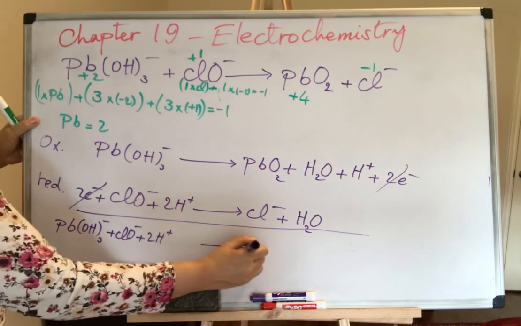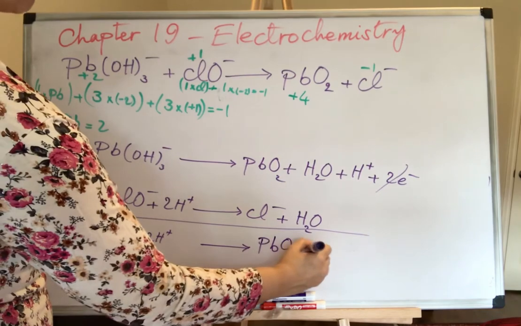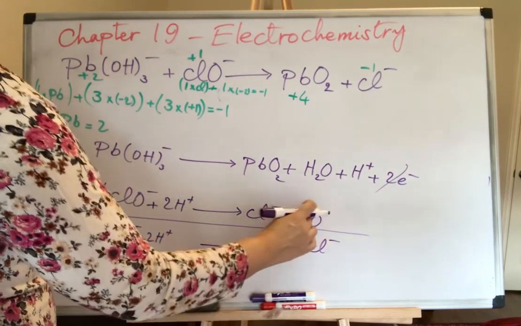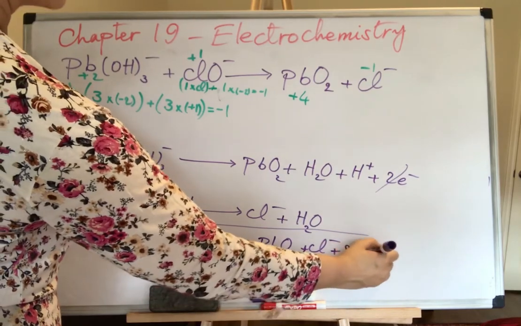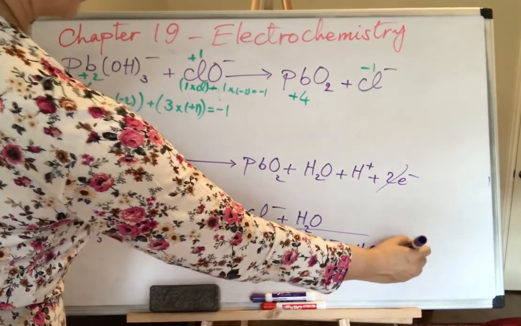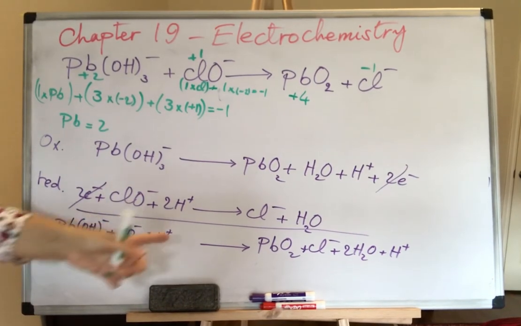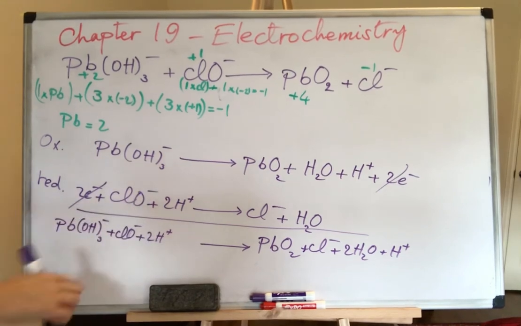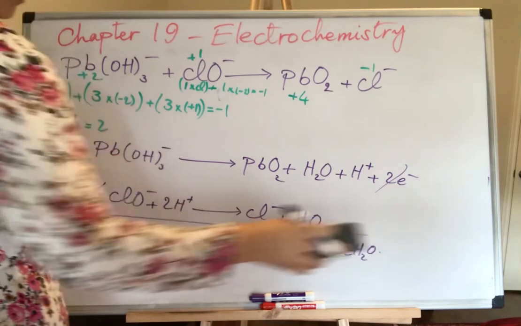You go to the other side, PbO2 plus Cl plus how many water molecules? 2 water molecules and 1 hydrogen ion. So you have 1 hydrogen ion on the right side, 2 hydrogen ions on the left side. So go ahead and subtract them from each other. You don't have any on the right side.